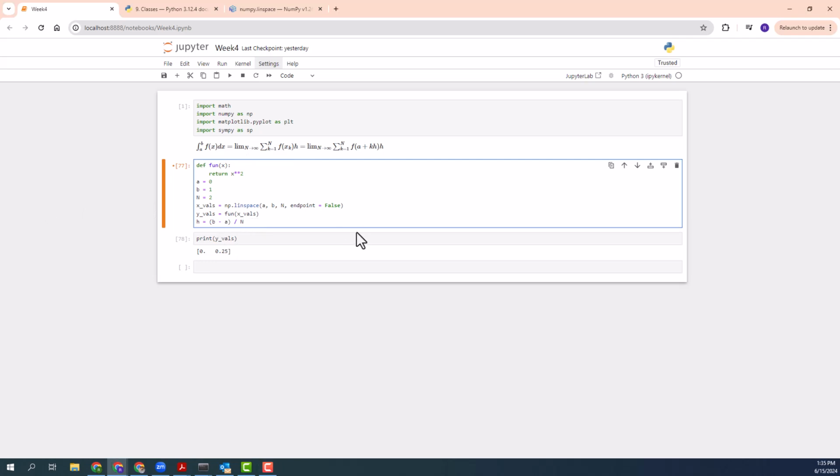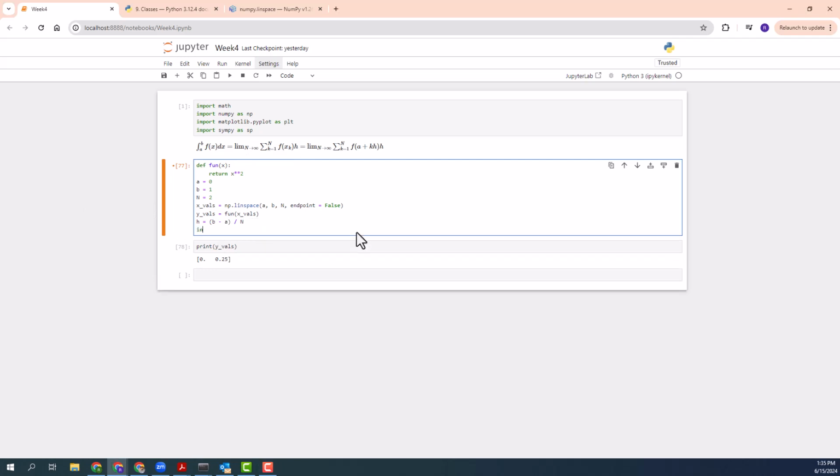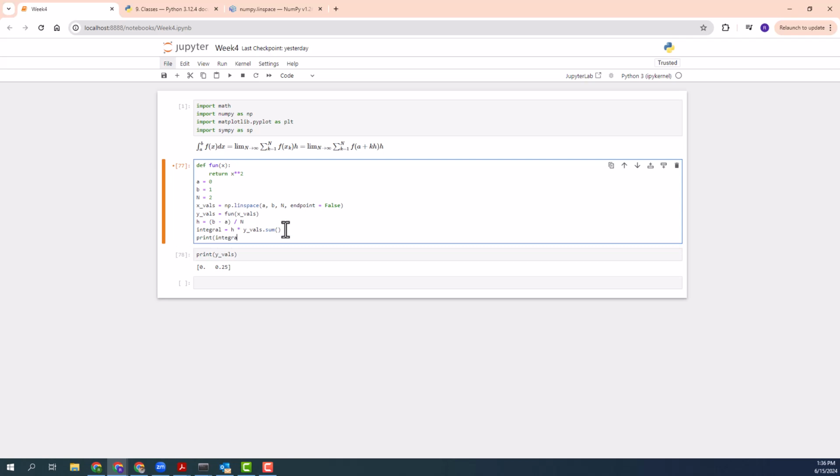Okay, so now what I'm going to do is I'm going to say the integral. I don't want to use int because that looks like integer. I'm just going to say integral is equal to h times y vals dot sum. So now print integral. This is going to be the approximation to the integral.